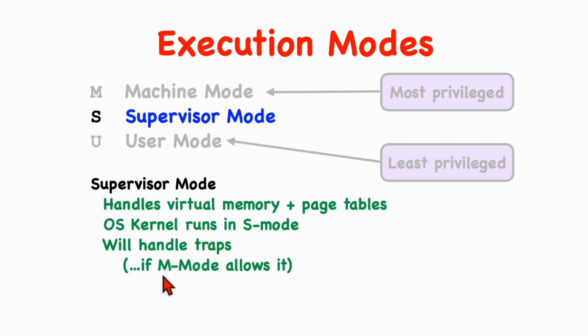But actually, the machine mode code is responsible for regulating the traps, and it may in fact mask some of those traps. And if so, whenever one of those traps occurs, that would be handled by machine mode code, and it would be invisible to the operating system kernel in supervisor mode.